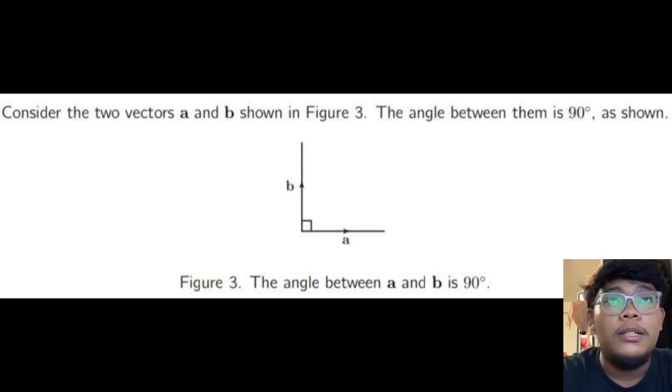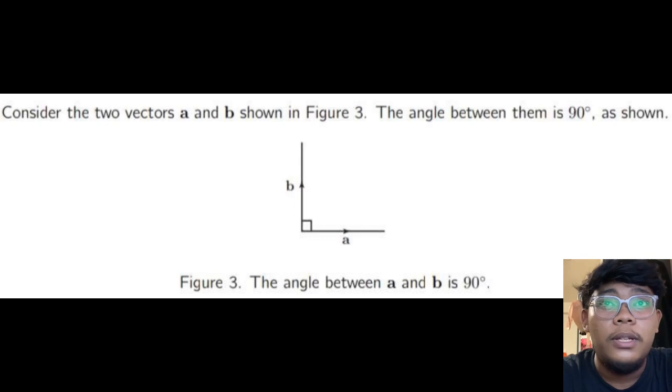This is the mathematical solution with drawing number 3. Consider the two vectors A and B shown in figure 3. The angle between them is 90 degrees, as shown; you can look at the image. In figure 3, the angle between A and B is 90 degrees. We can use the definition to find the scalar product of A and B.